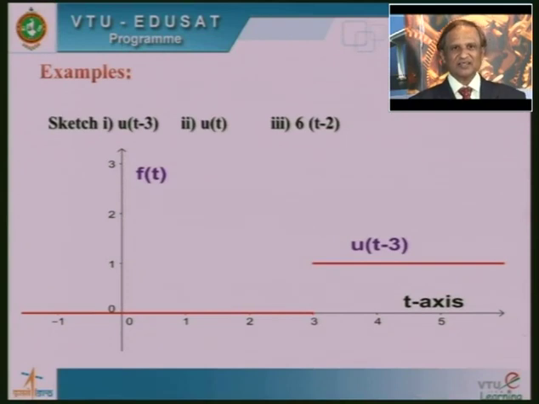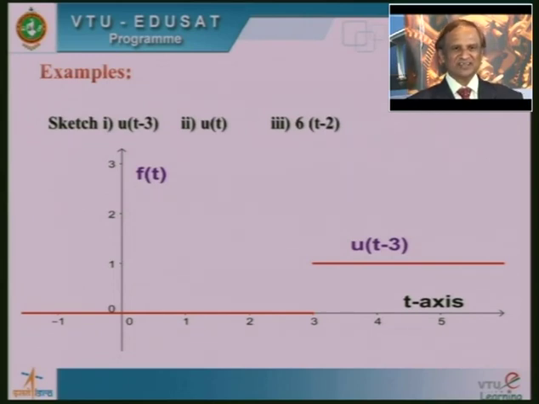Is it clear? Right? So, when you practice this type of graphs, I hope very easily the concept of unit step function will be understood. So, for example, sketch u of t minus 3, and 6 times of u of t minus 2. Is it clear? Now, first one, u of t minus 3.